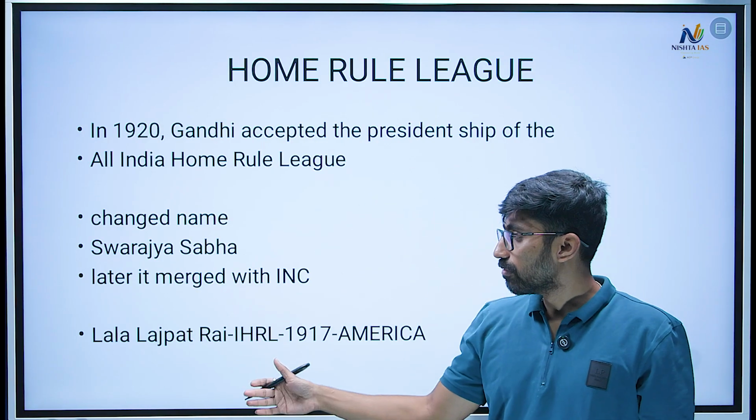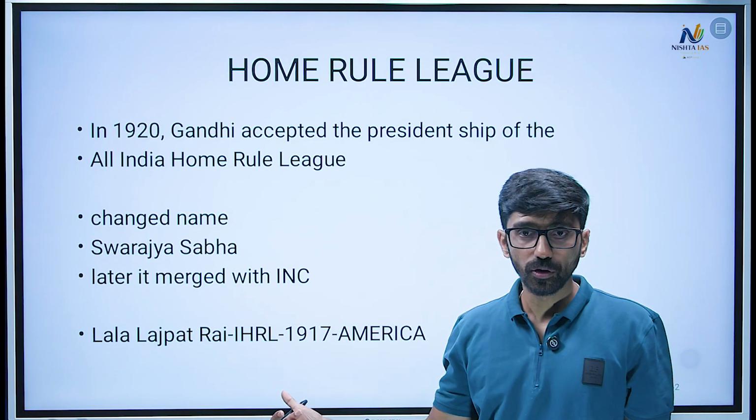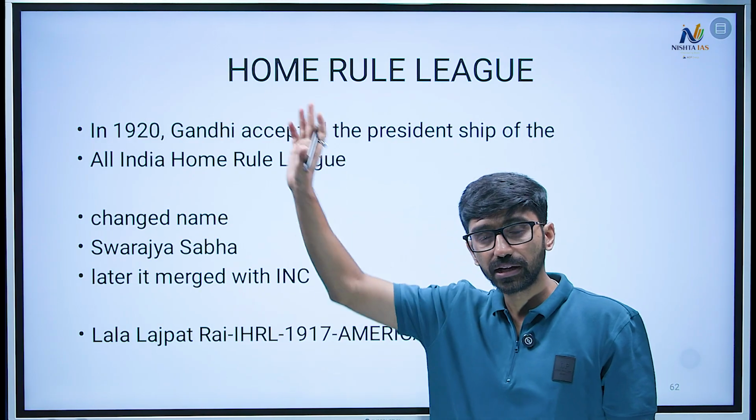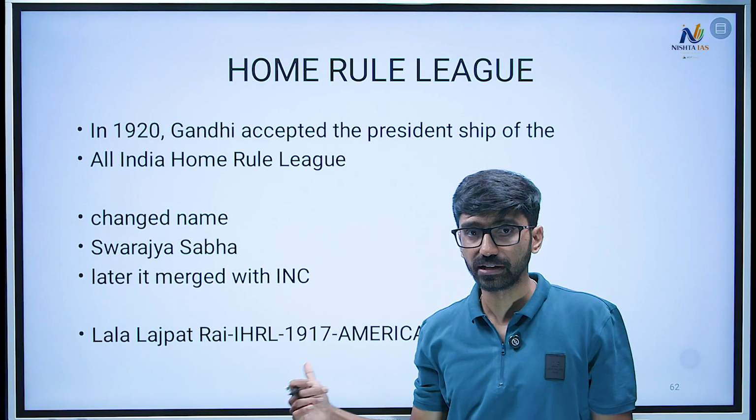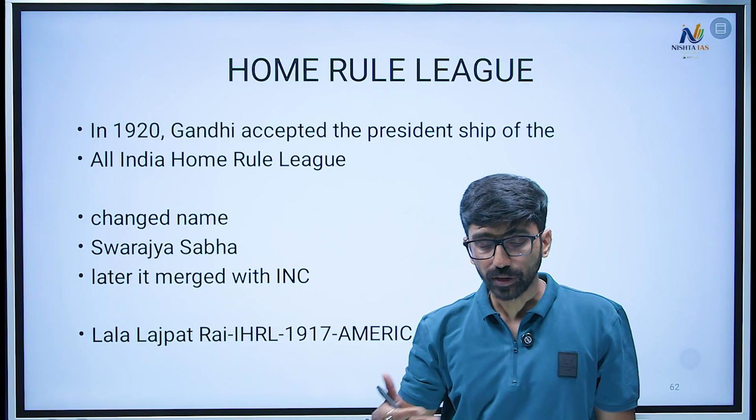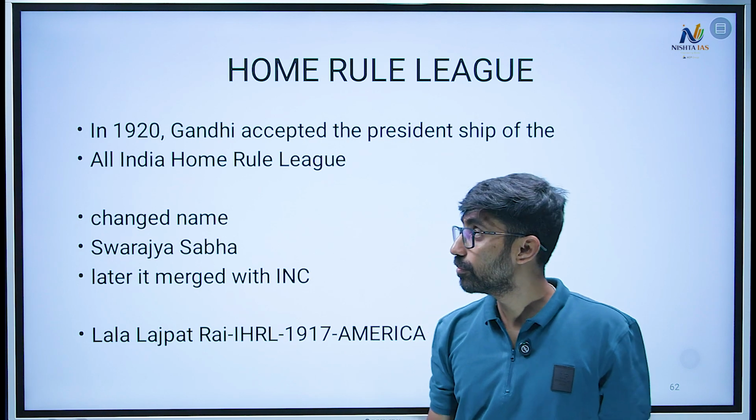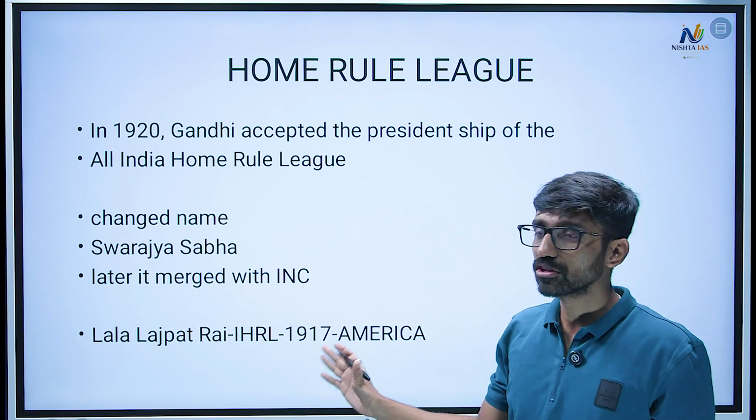Now, to support the Indian Home Rule League, Lajpat Rai was in America. He established the Indian Home Rule League in America also in 1917 as a support to Tilak, to get the support of American public opinion in favor of the Indian national movement. So Lajpat Rai established the Indian Home Rule League in 1917.